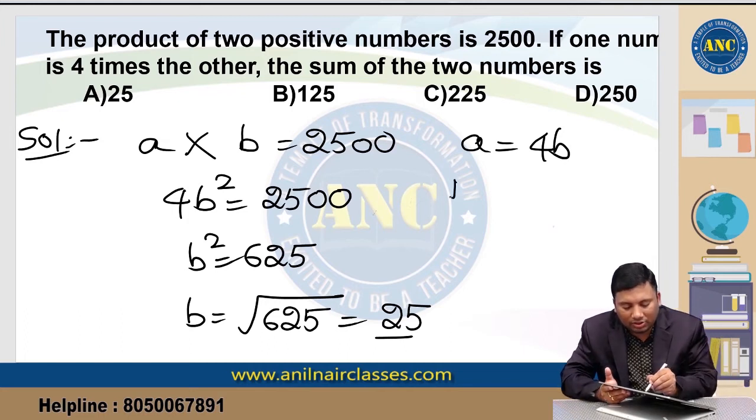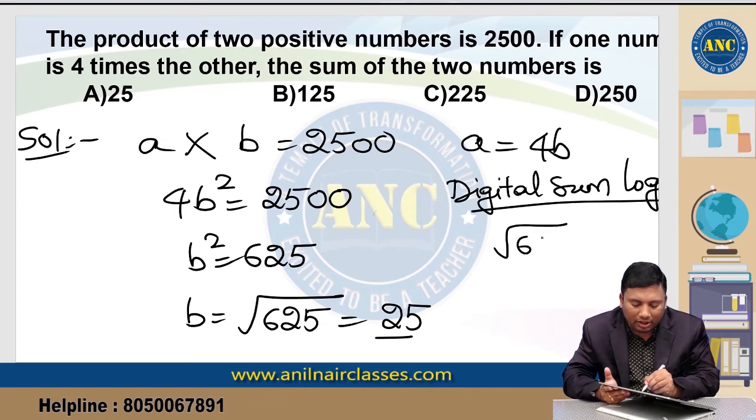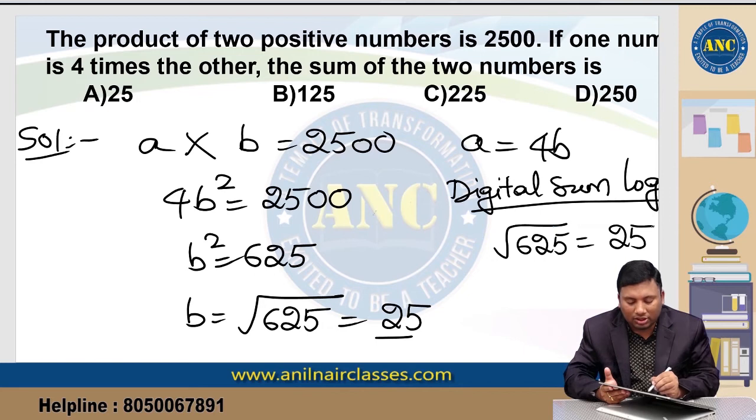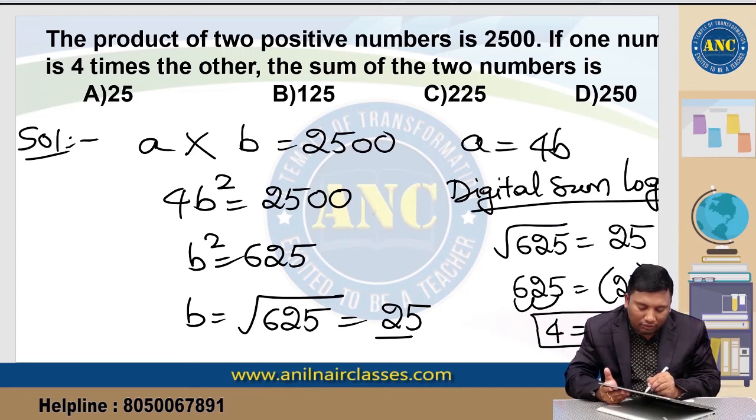You can check by using the digital sum logic also. Suppose the question is square root of 625 equivalent to 25. Remove the square root: 625 equivalent to 25 whole square. 6 plus 2 is 8, 8 plus 5 is 13, which is 4. 2 plus 5 is 7, 7 square is 49. 4 plus 9 is 13, 1 plus 3 is 4. 4 equivalent to 4, it is matching.